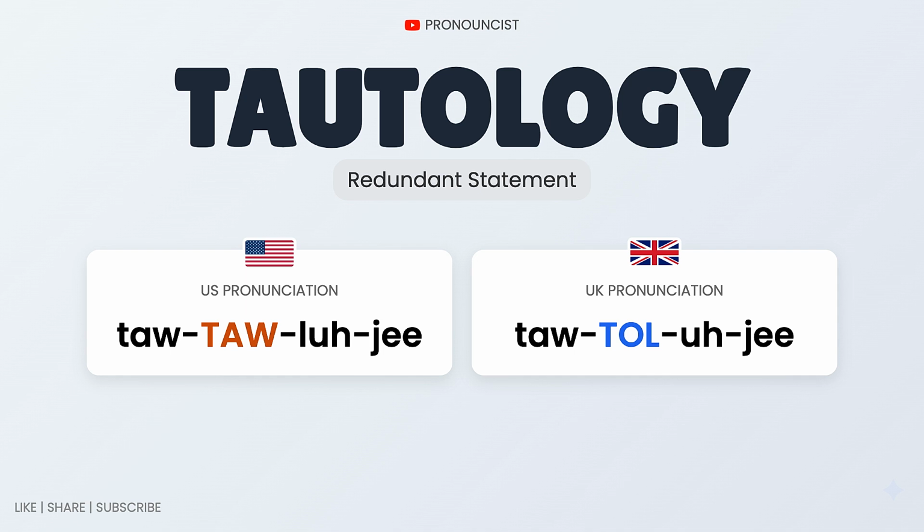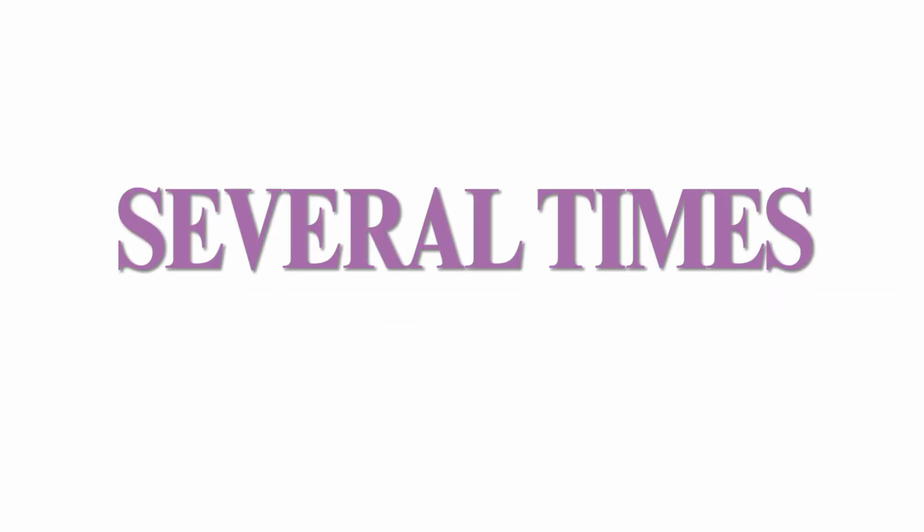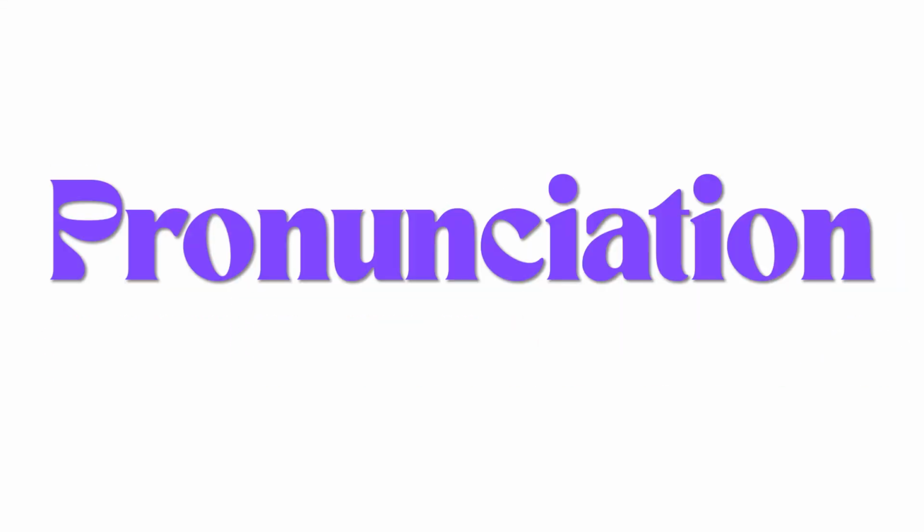Practice repeatedly and you'll soon be able to say this word perfectly. The best way to practice is to repeat the syllable multiple times. The meaning of the word is redundant statement. Try repeating this word several times to improve your pronunciation.